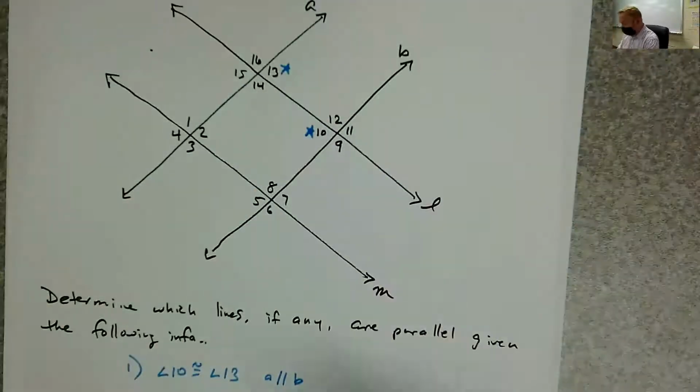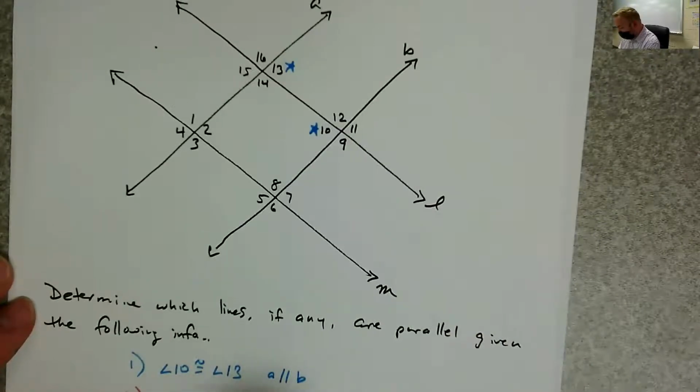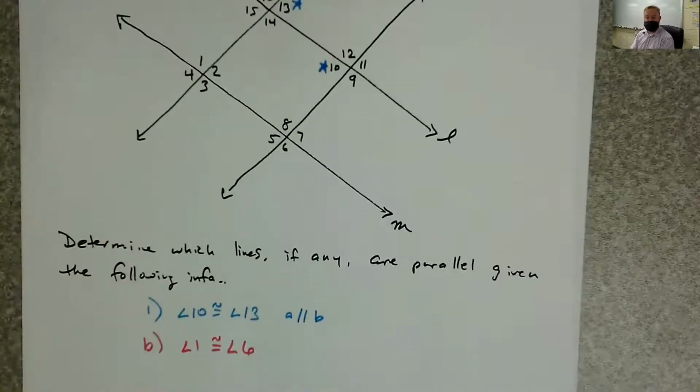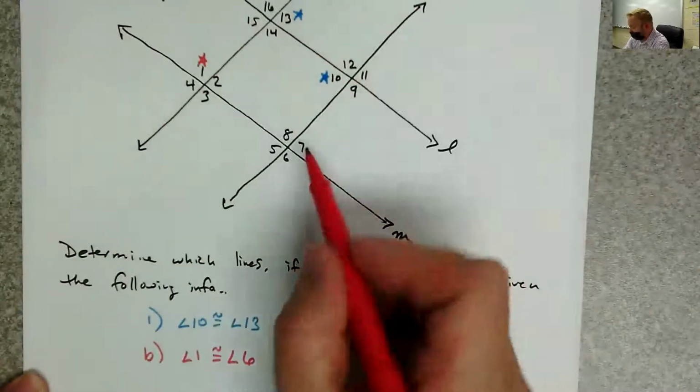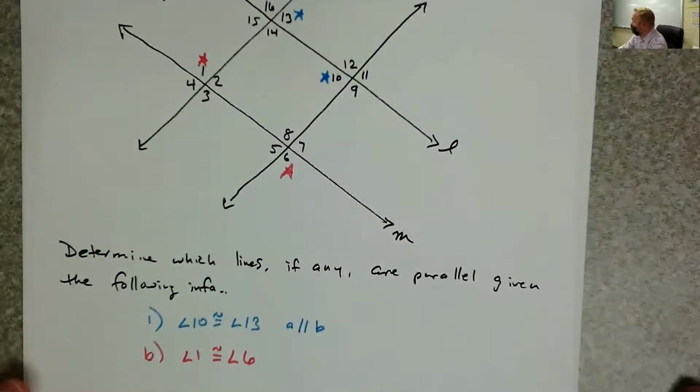Okay. How about if I tell you that angle 1 is congruent to angle 6? I can't see that, sorry. Angle 1's congruent to angle 6. So we can go up here and find 1 and 6. So here's 1, here's 6.